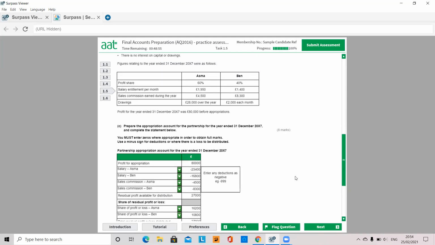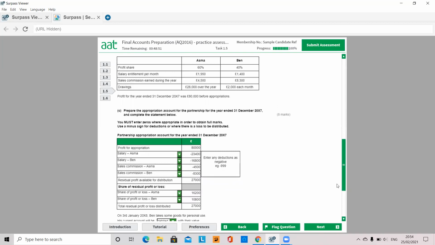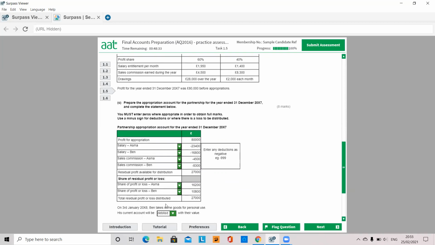So the profit is then going to be split on the 60-40 ratio. So 60% of 27,000 is 16,200, and that goes to Asma. And then the 40%, 10,800, goes to Ben, and that should equal 27,000. So you know that you've got that right if those two figures add up to 27,000, okay?